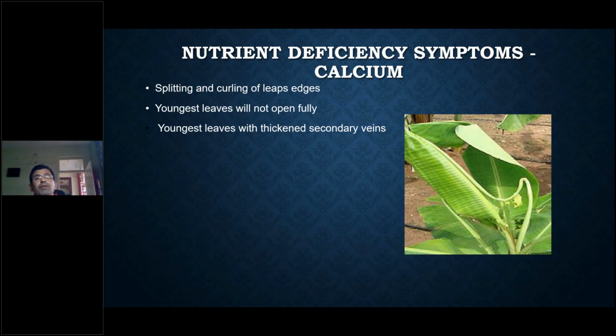Then calcium deficiency. In calcium deficiency, the youngest leaf has thickened veins. Thickened secondary veins will be there, and the youngest leaves will not open properly. It's stuck with the previous leaf, stuck inside the previous leaf. This is called calcium deficiency. This is a very typical symptom.